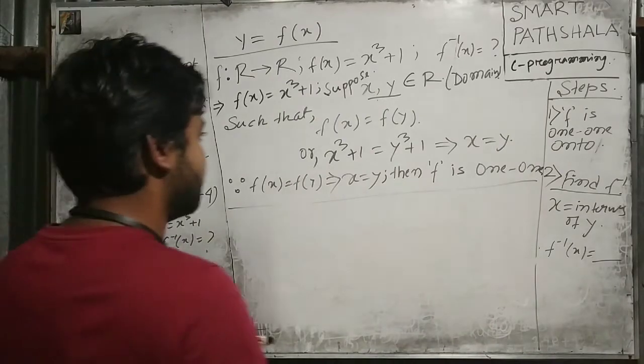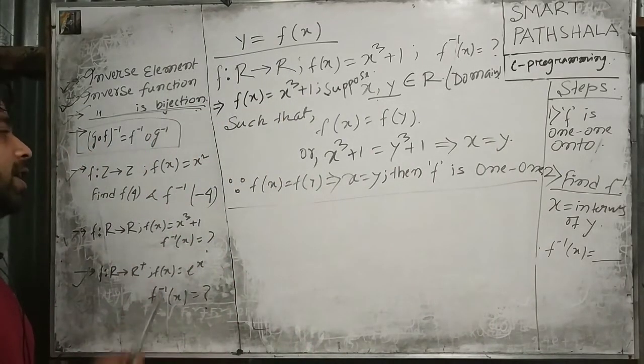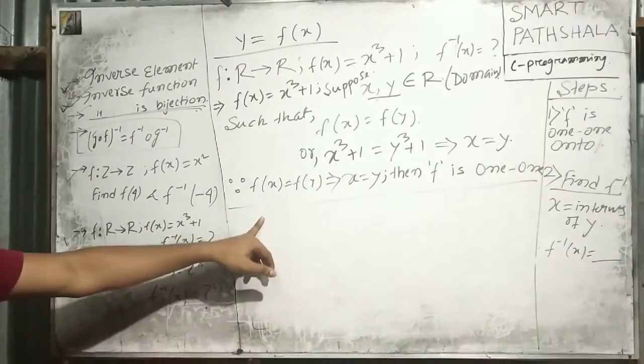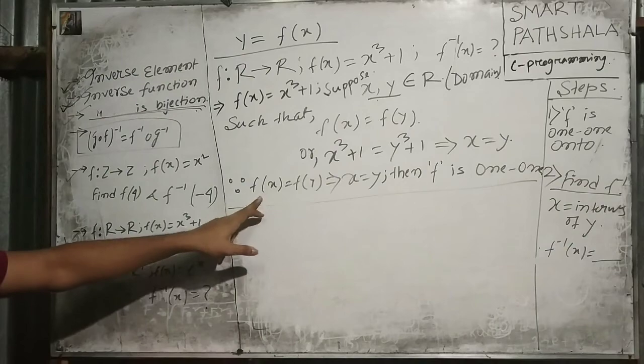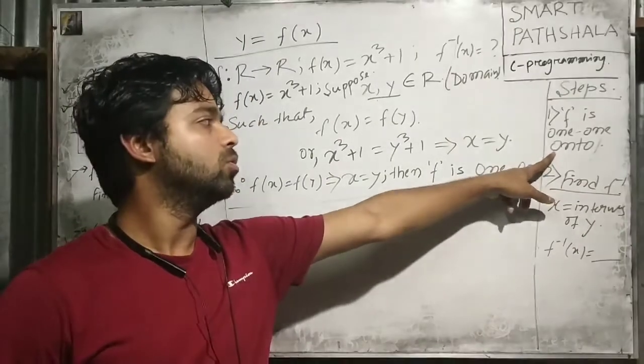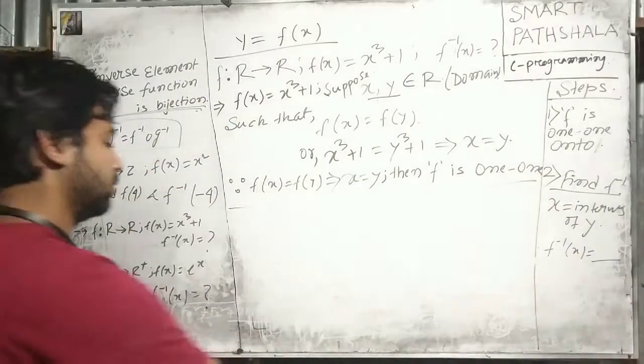Now up to this step, I urge all of you to pause the video and note it down, because I'm going to rub it and then I will find out if f is either 1-1 or onto or not, right? Now the next step.